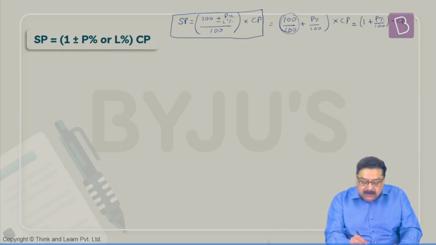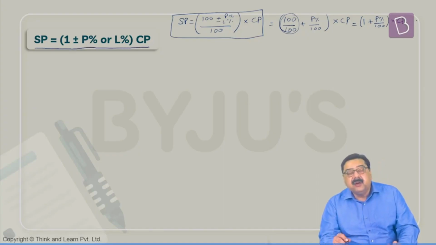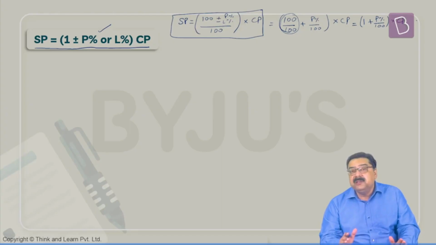So what you got to remember is selling price equals 1 plus or minus profit percent or loss percent into cost price. Now this way you will be able to solve the questions much more faster. Now what do you do? How do you convert these percentages into fractions so as to provide you with the ease of calculations? We discussed that in percentages.